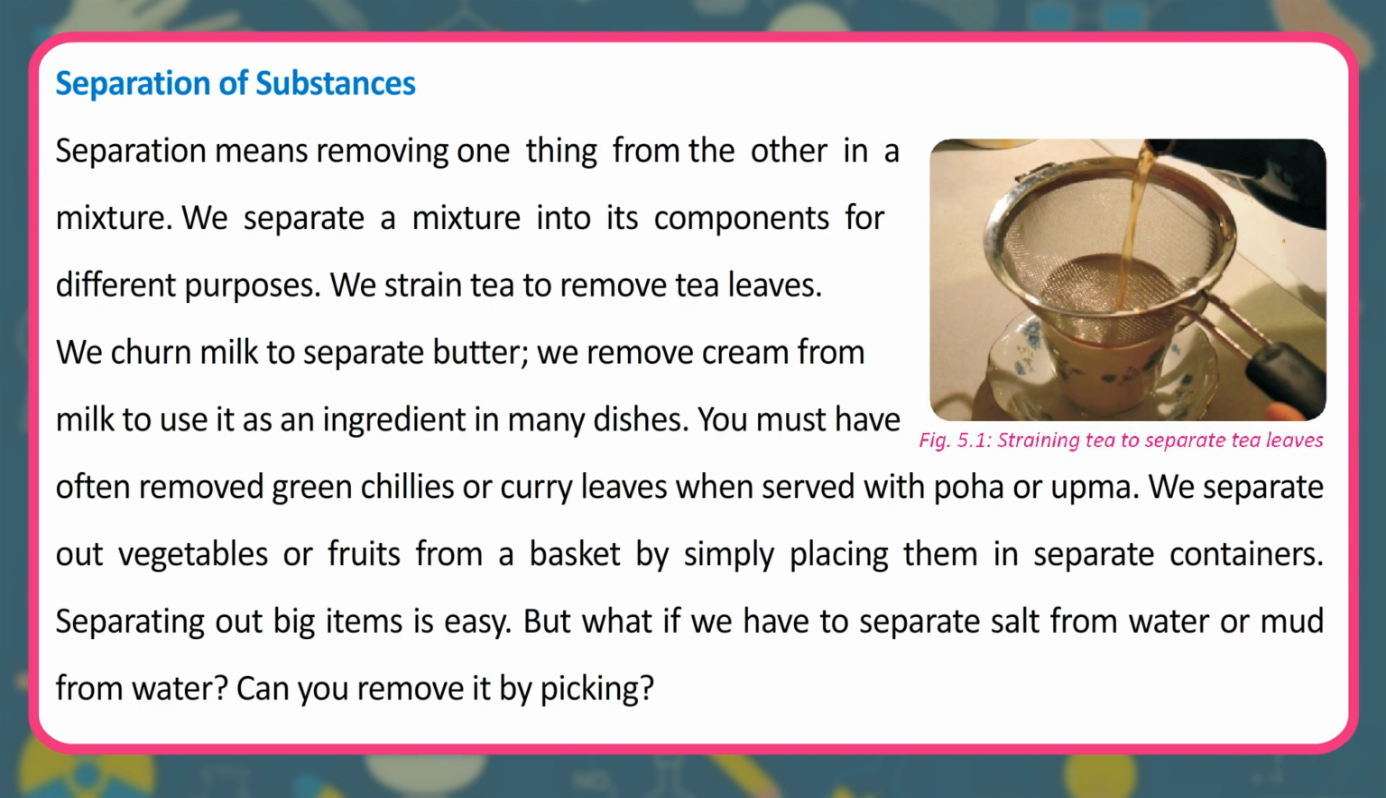Separation of substances. Separation means removing one thing from the other in a mixture. We separate a mixture into its components for different purposes. We strain tea to remove tea leaves. We churn milk to separate butter. We remove cream from milk to use it as an ingredient in many dishes. You must have often removed green chilies or curry leaves when served with poha or upama. We separate out vegetables or fruits from a basket by simply placing them in separate containers. Separating out big items is easy. But what if we have to separate salt from water or mud from water? Can you remove it by picking?